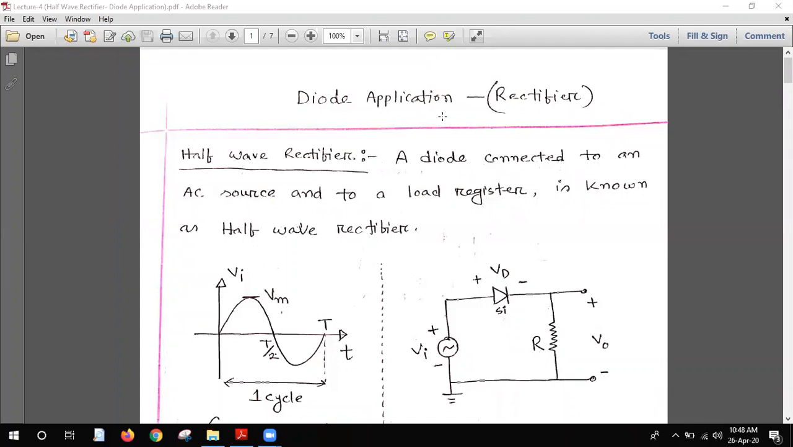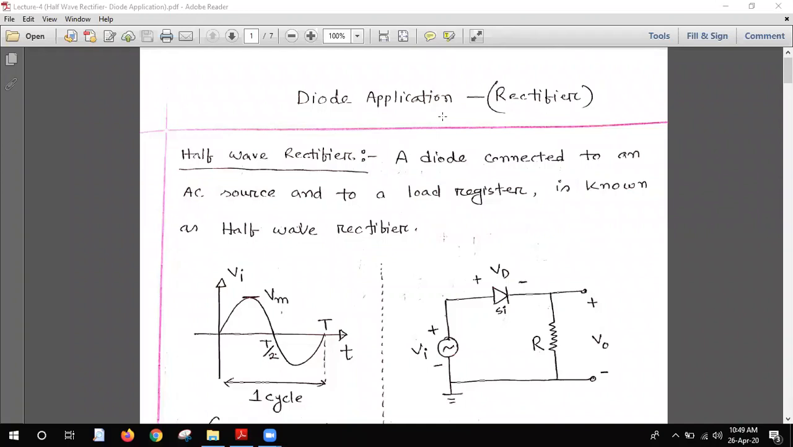In the last class, we saw some of the diode circuits and how a diode circuit works, and that was all in DC, direct current. Today we'll see some applications of the diode. One of the applications is the rectifier. What a rectifier is, we'll discuss. Today we'll start this slide and see how far we can go till 11:30. We have so many classes, so we don't need to worry.